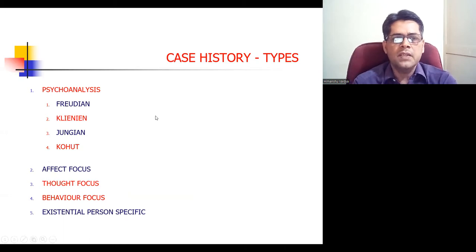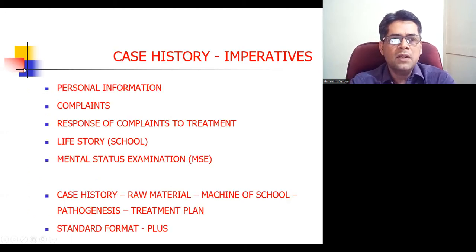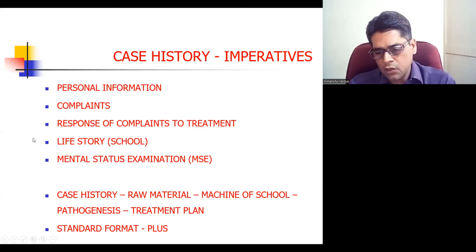What are the different types of case histories? Each school has its own format of taking a case history, in the sense that the personal information part is the same for all the schools. Complaints is the same for all the schools. Response to complaints is also the same by and large. Mental status examination, some may keep it, some may not do it at all, but the difference is in how you take the life story. What questions you ask, what sort of information you seek from the person. That is where the difference is in each of the schools.